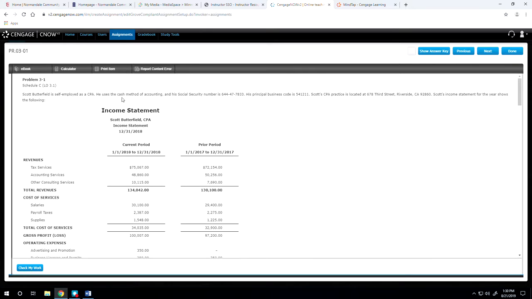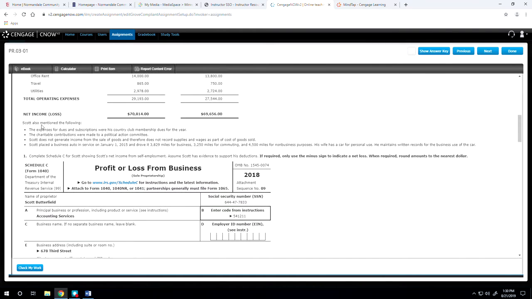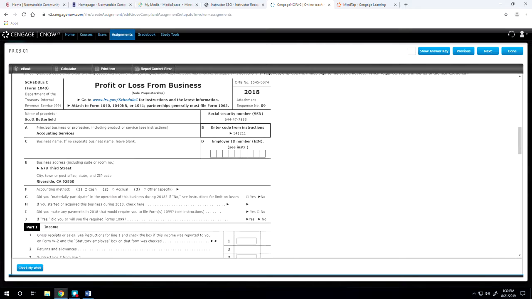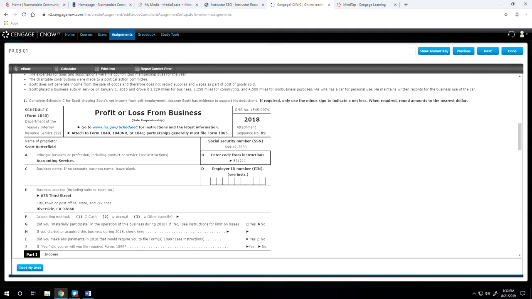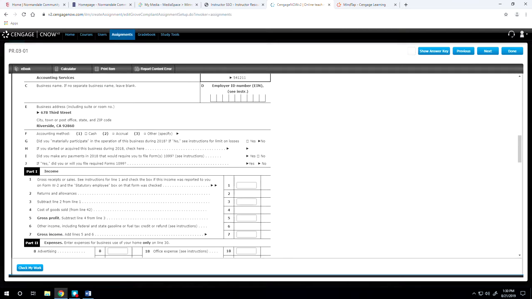Here's some information up here about the business, and additional information down here that we're going to talk about as we go through the problem. And then here's the Schedule C that we're going to fill out. Yours is going to look just like mine, only with different numbers. You can see that some of this the system already has filled out for you, so we don't have to be typing that in.